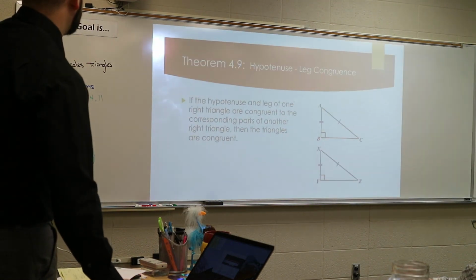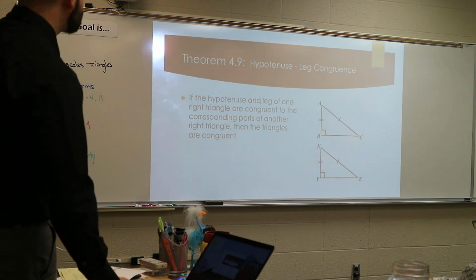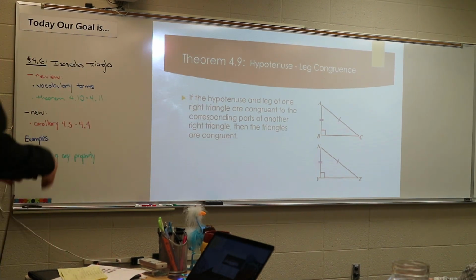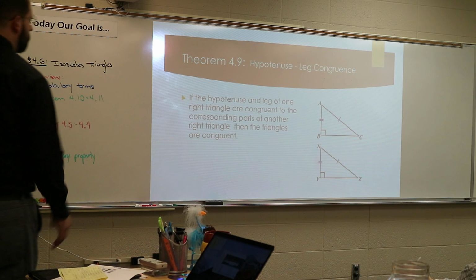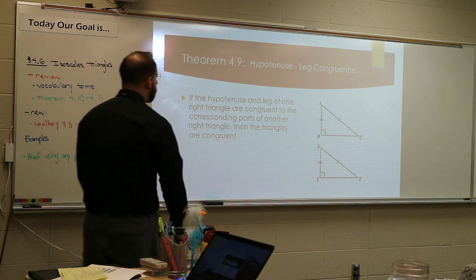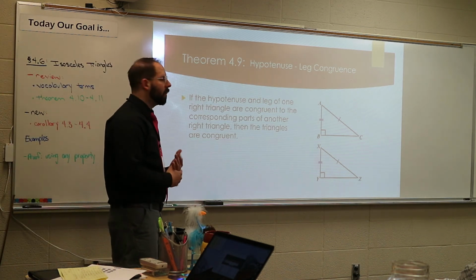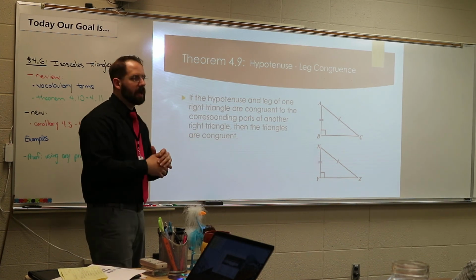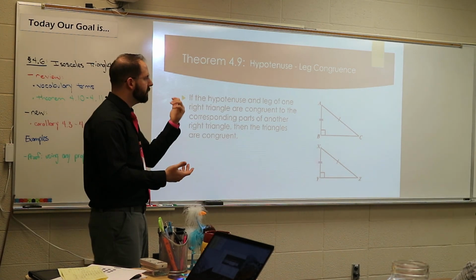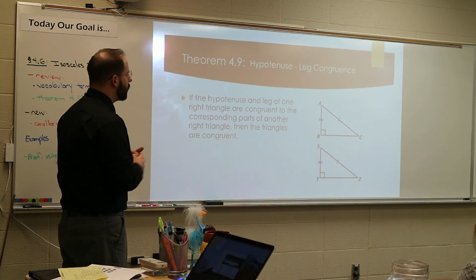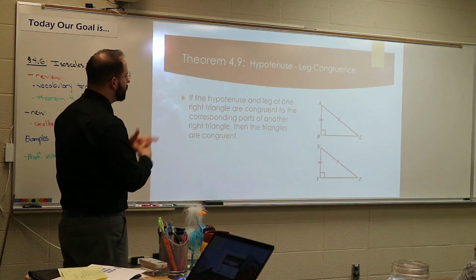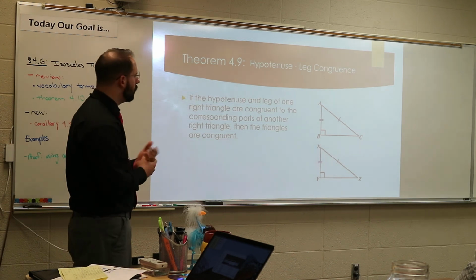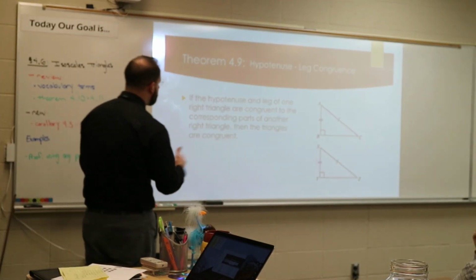So here's theorem 4.9. And we haven't actually proved this one yet. We talked about the hypotenuse and the leg of right triangles matching, which proves that the triangles are equal to each other. We haven't even done it. But this theorem 4.9 actually uses the last one. It uses the isosceles triangle theorem. So here's how it works. This is how they actually prove this one, and it's actually kind of difficult unless you've seen someone actually do it in front of you.